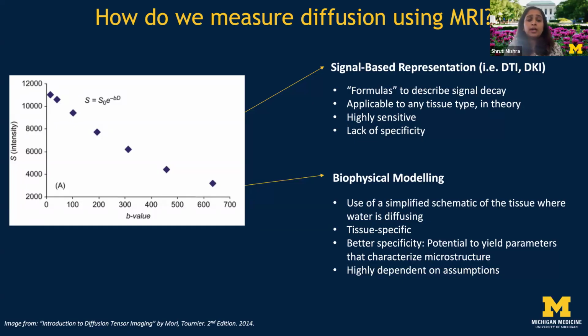And the reason this is of interest is because it can give us the ability to yield parameters that may be more biologically informative. But the downside is that they are highly dependent on assumptions. Because you are taking all of your diffusion signal data and applying it to a model, there's a tendency to lose some of that information in the modeling. They can lose some sensitivity, but gain specificity.